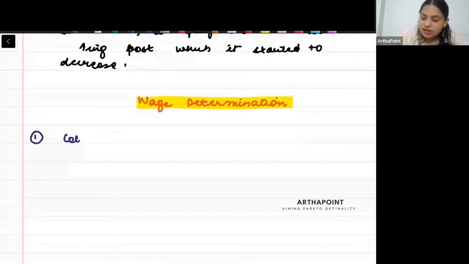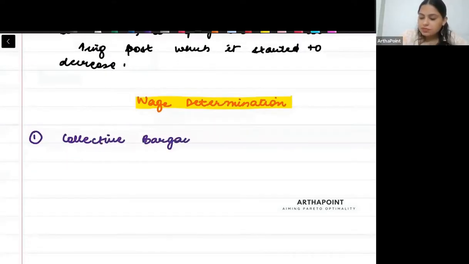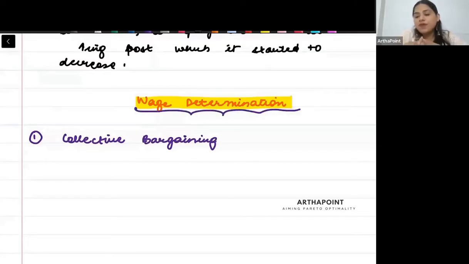What is collective bargaining? Wage determination means that we have to find what are the different ways in which wage can be determined. क्या क्या तरीके होते हैं कि हम wage को calculate कर सकते हैं, कि हम wage find कर सकते हैं. उसके अंदर the first technique that we want to talk about is collective bargaining.